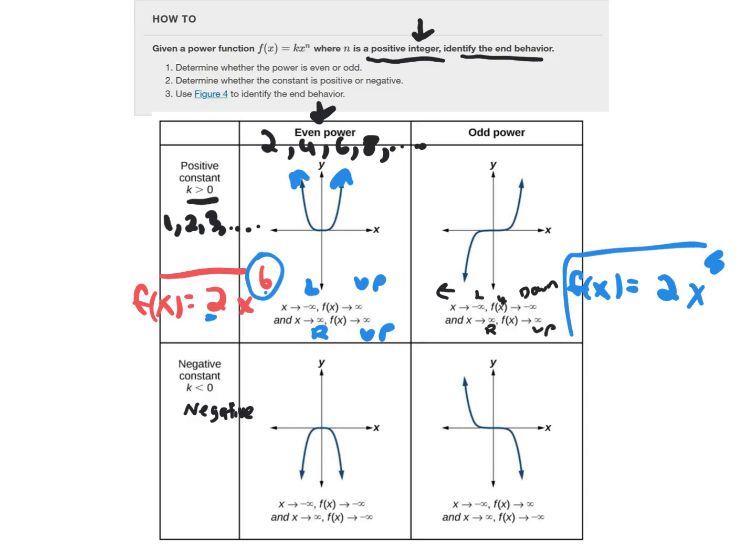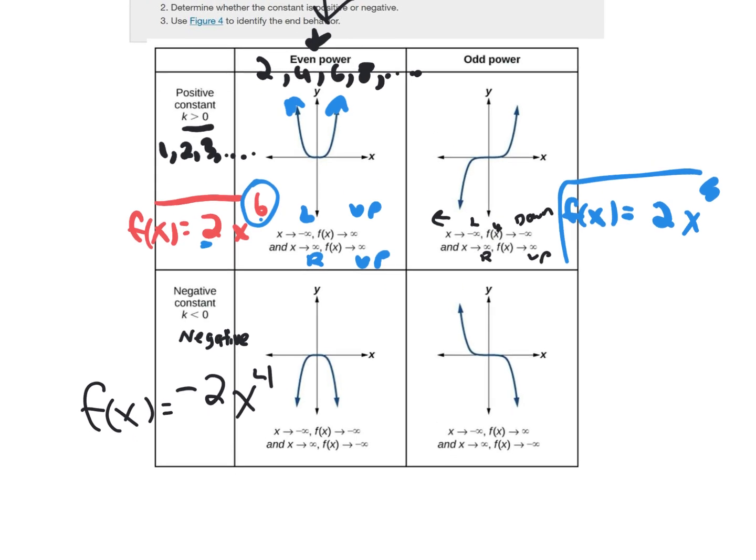Negative. So the number in front is negative now. And we're still going to say the exponent is still even. So I'm going to take f of x now, I can call it f of x again. F of x now, negative 2x to the 4. The exponent is still even, but there's a negative number. So you remember the upside down parabola? That's what just happened.